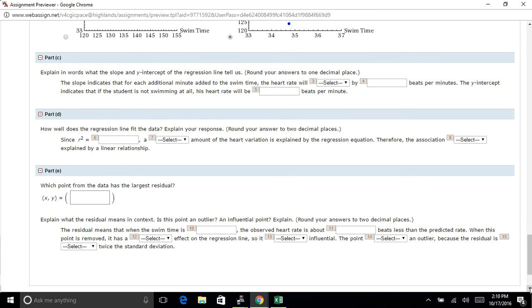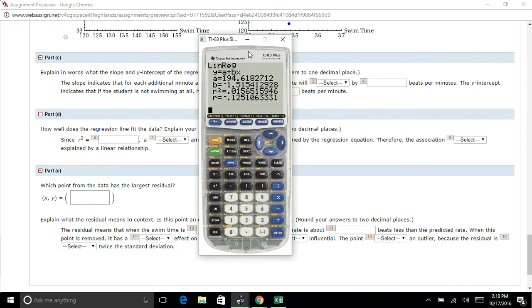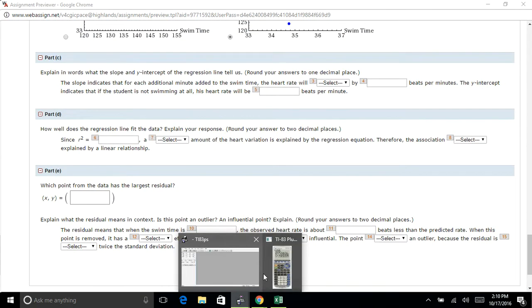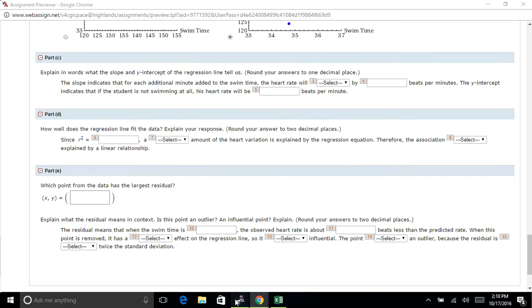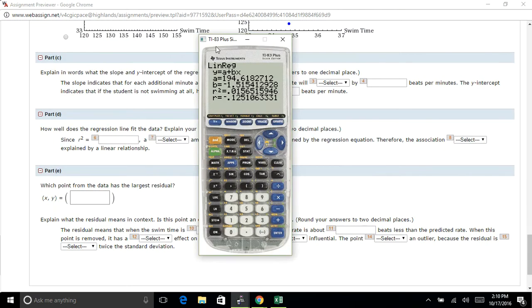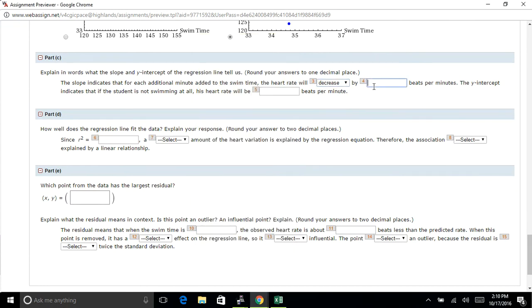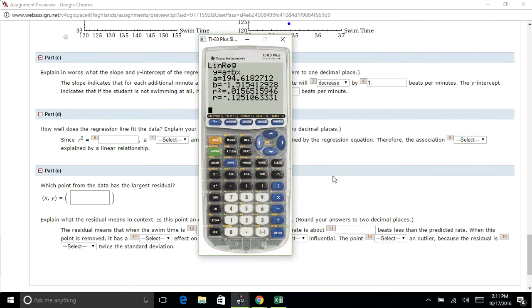Okay, so it's saying the slope indicates for each additional minute added to the swim time, will the heart rate increase or decrease? So let's go back and look at our calculator. All right, what was my slope? So my slope is negative 1.515. So that means it's going to decrease by, and it wants it in one decimal place, 1.5, okay?